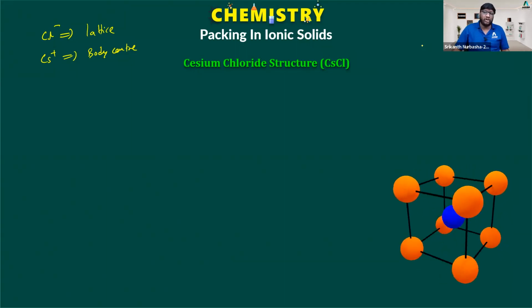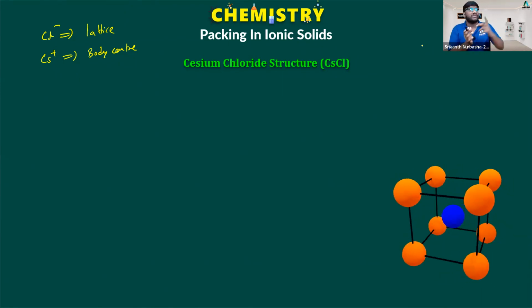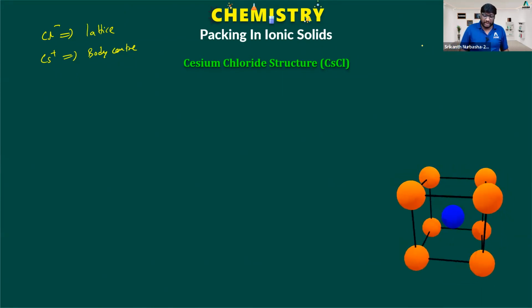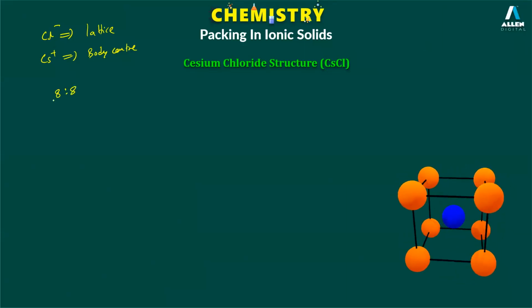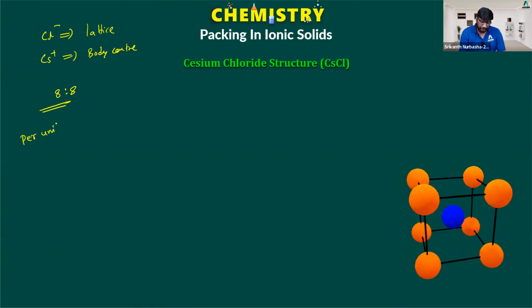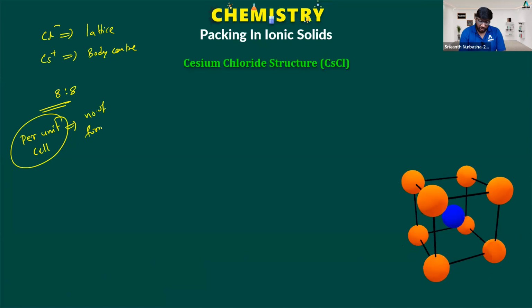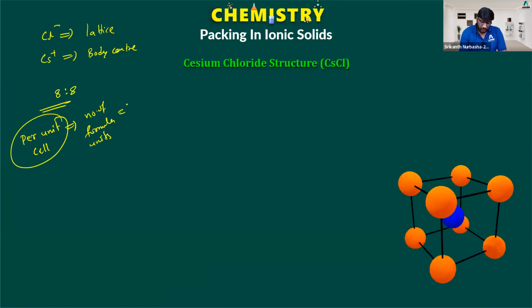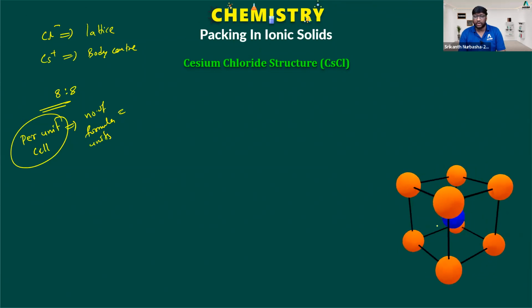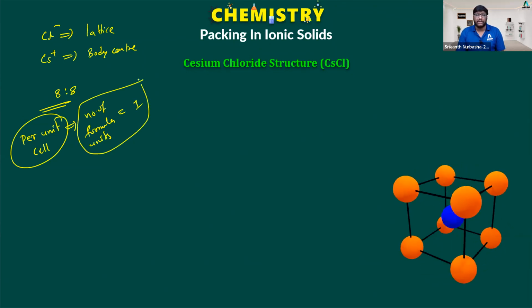Around each cesium plus you have how many chlorides? 8. Because cesium plus is again at the body center. So all the corners. So what is the coordination type? 8 is to 8 coordination type. And per unit cell, number of formula units? 1. Like we have 8 chloride ions at 8 corners, so 8 into 1 by 8, that is 1. And 1 cesium plus at the body center, so 1 into 1. So number of cesium plus is 1. Number of chlorides is also 1.